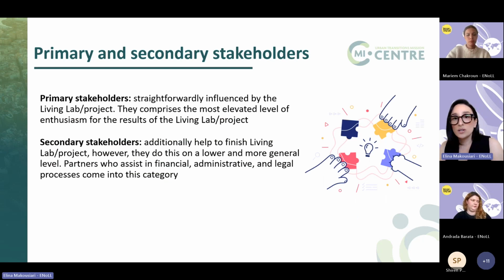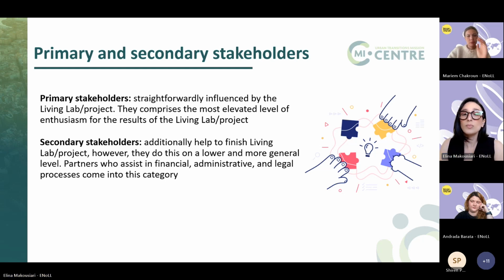Then we have primary and secondary stakeholders. Primary stakeholders are those that are influenced in a straightforward way by what you're doing in the project or a Living Lab. These are the people that are most enthusiastic, who want to be there, get involved, and get to know what is happening day to day. Secondary stakeholders are of additional help to what you're doing, but still very important. For example, you might have to deal with administrative or legal work that needs to be done. It's important for the project, but they are not core partners who get involved every day.